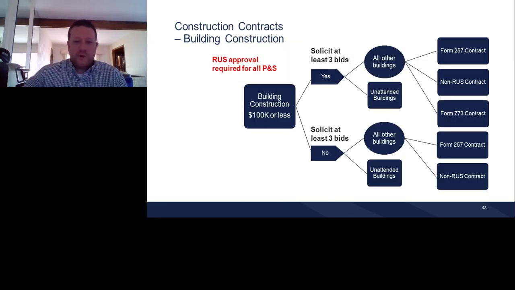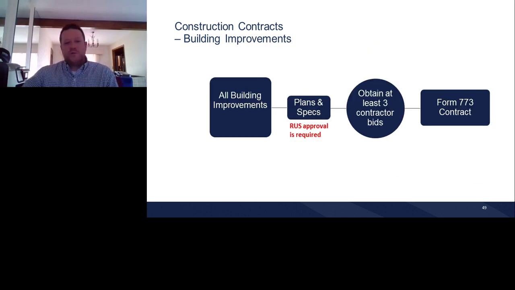It's a basic diagram for building and constructions for $100,000 or less, covering solicitation of the bids and the contracts used. For construction contracts, building improvements, all improvements have to have plans and specs, obtain at least 3 contractor bids, and then these are done under Form 773 contract.